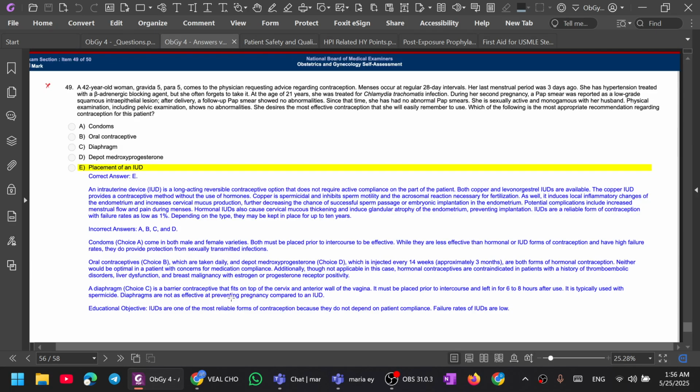Additionally, though not applicable in this case, hormonal contraceptives are contraindicated in patients with a history of thromboembolic disorders, liver dysfunction, and breast malignancy with estrogen or progesterone receptor positivity. But she doesn't have any of it. Okay, next.